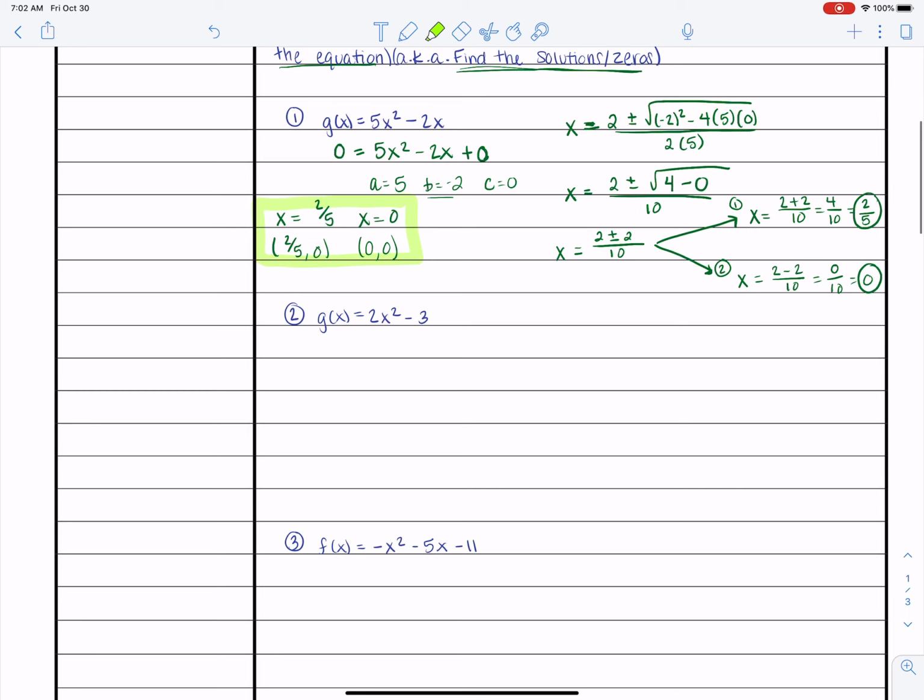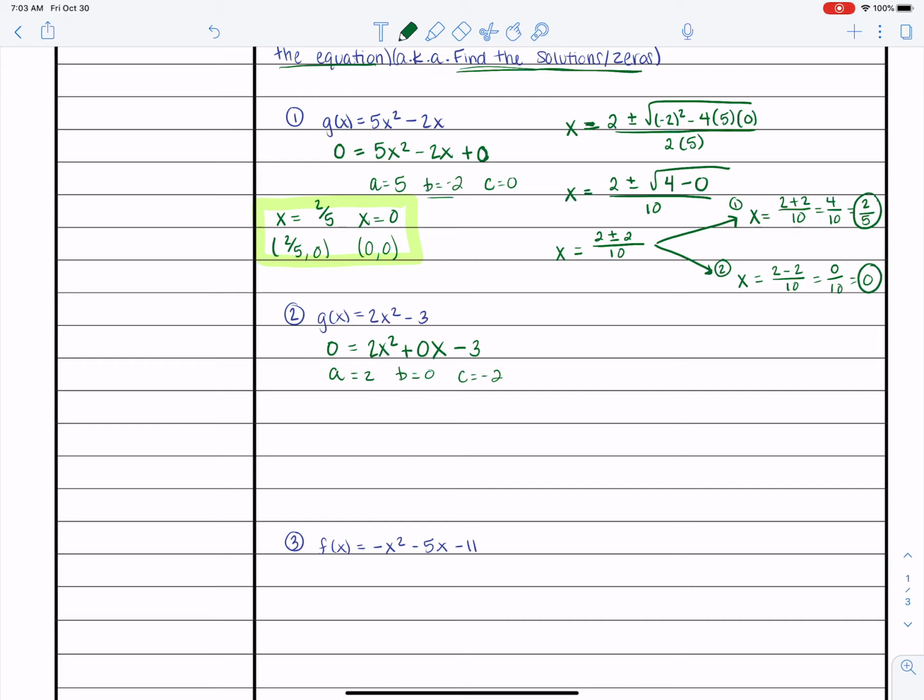Number 2, 0 equals 2x squared minus 3. Now this one is missing the middle piece. It's missing b because it doesn't have just an x. So we're going to say we have 0 x's minus 3. So a is 2, b is 0, c is negative 3.